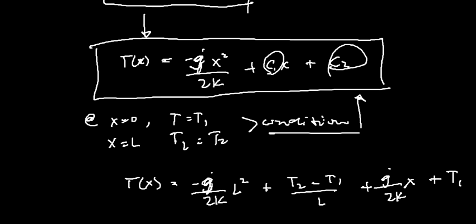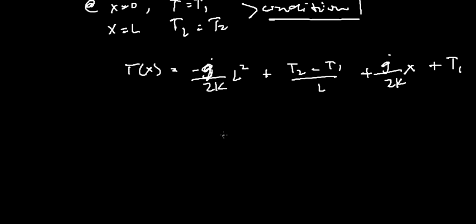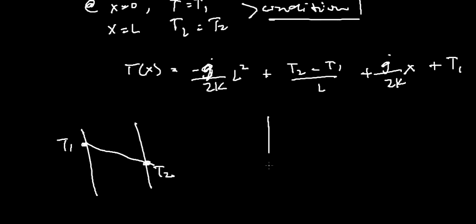Observe that in this equation, the temperature distribution is no longer linear. Last time, for the linear distribution, we had T1 and this T2 here. But for the nonlinear distribution, we can say that maybe we have something like this. So yeah, that's it.